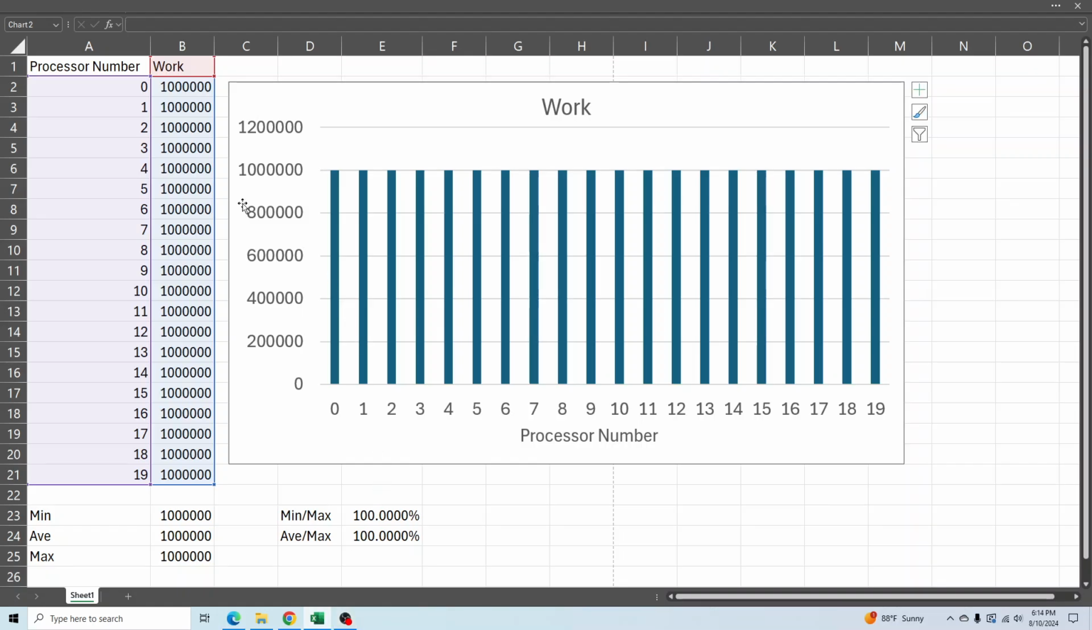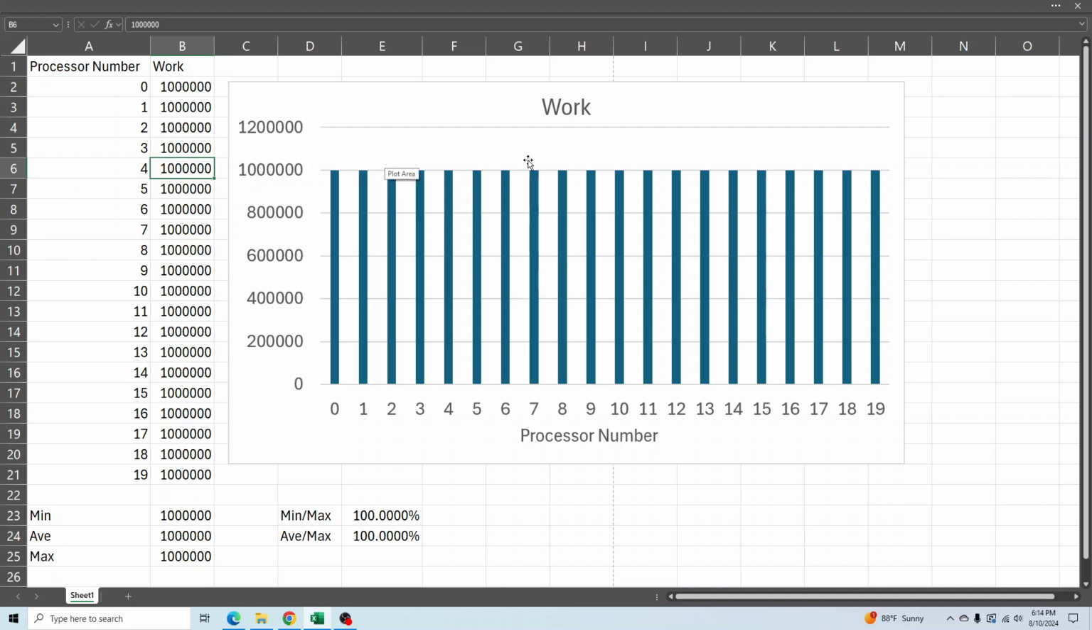This video is on measuring load balance efficiency when you have a parallel computer with lots of processors. So here's the setup. In this case, suppose we have 20 processors numbered 0 to 19, and each one has some amount of work. So here's the processor number here, and I gave them 1,000,000 units of work.